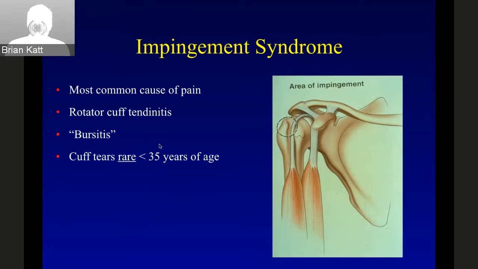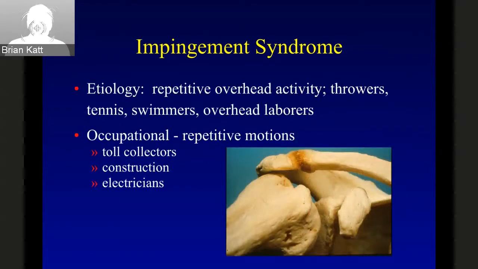And as I said earlier, rotator cuff tears are rare in those under 35. The impingement syndrome can come from repetitive overhead activity. These are the athletes that are throwers, doing tennis, swimming, or laborers working overhead. And a lot of times it's just time. I mean, 15 years of doing the same activity can cause the irritation.